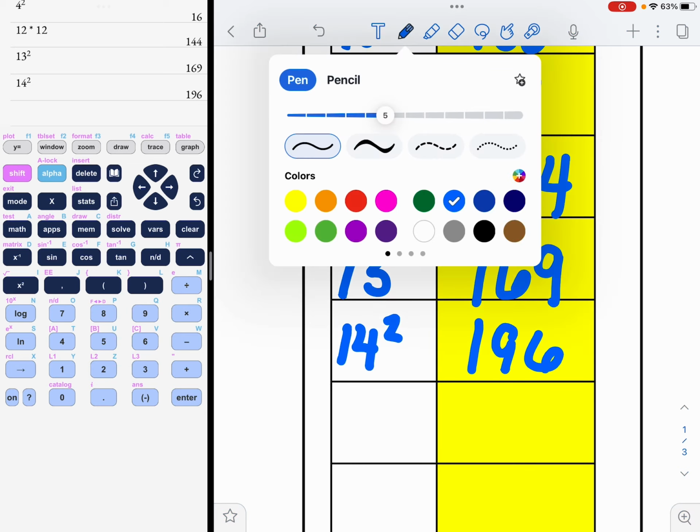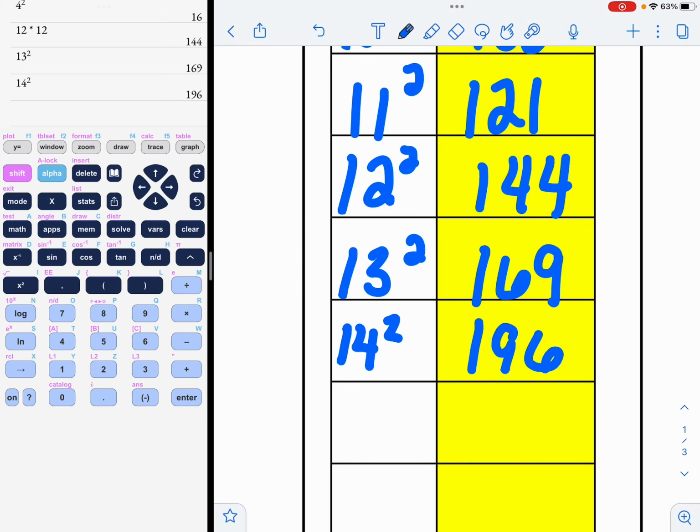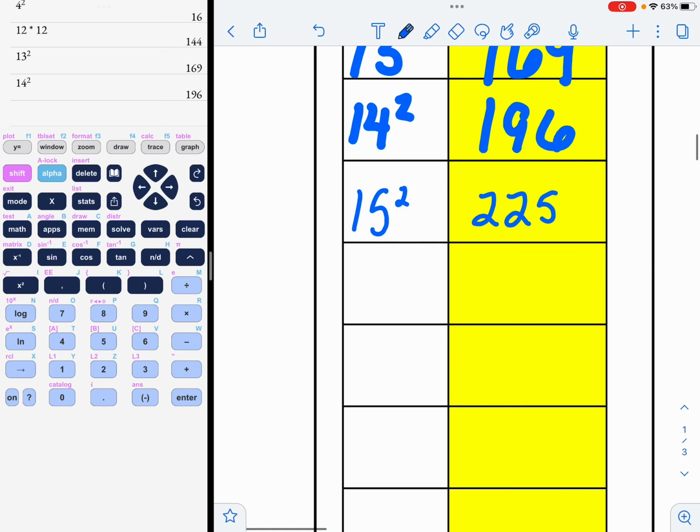I'll change the size of this pen because the numbers are going to start getting pretty big. 15 squared is 225. I have a decent amount of them memorized. 16 squared, I think it's 256. Yeah, I don't want to get any wrong though, because that'd make the rest of the lesson bad. 17 squared, I think is 289, but we're going to double check.